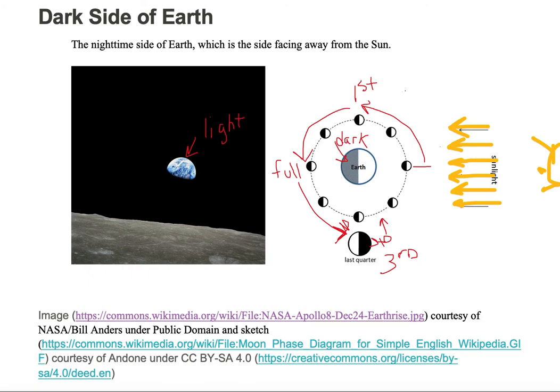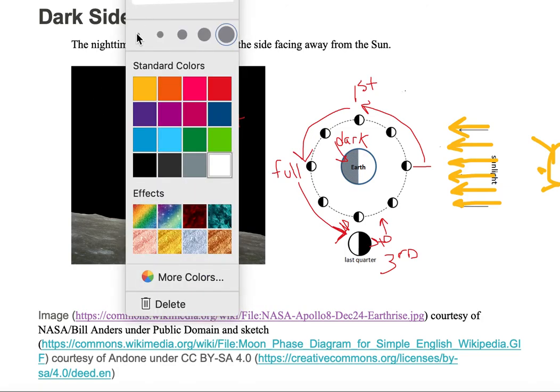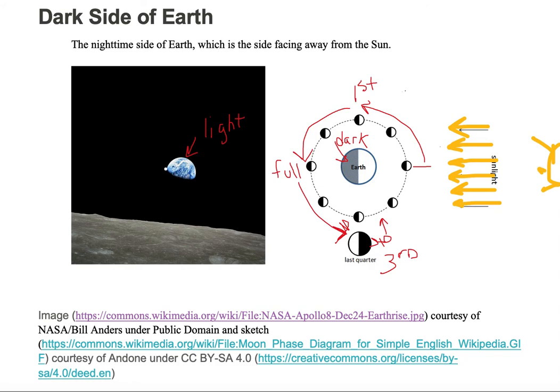In order to see that dark side in this sketch, we need to draw in this very side that we don't see, and that's what's called the dark side of Earth. And we're viewing it from the moon's surface.